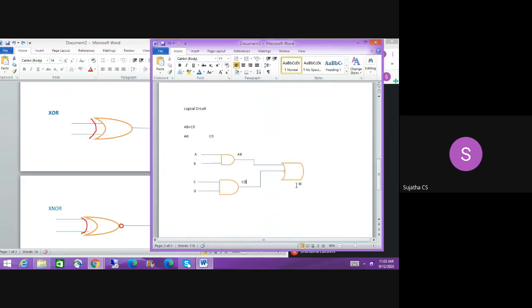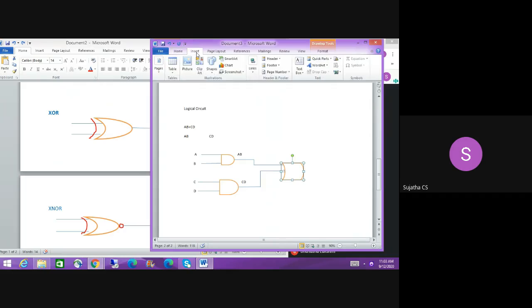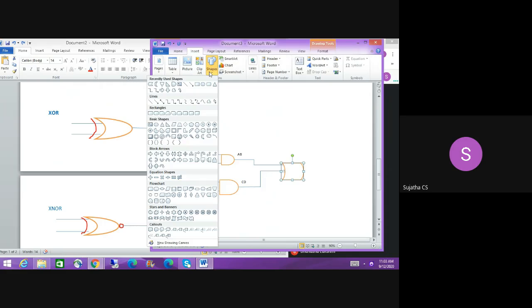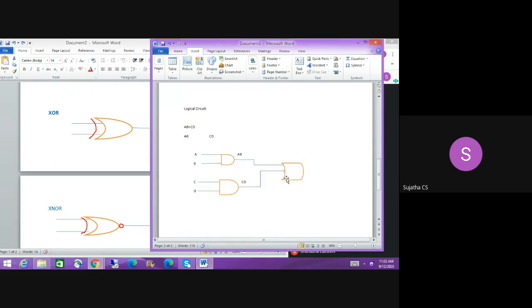So I missed something here, that is why it is showing this sign. Sorry about it. I don't know. Can you guys find out where it is? Okay, never mind. Imagine this is an OR gate.